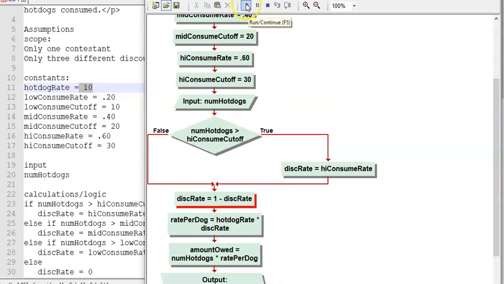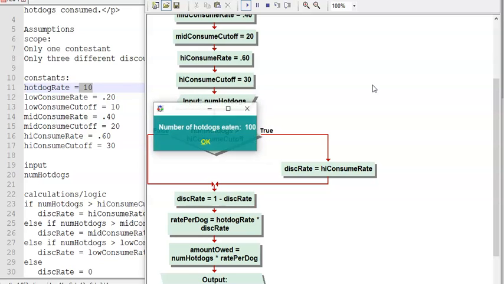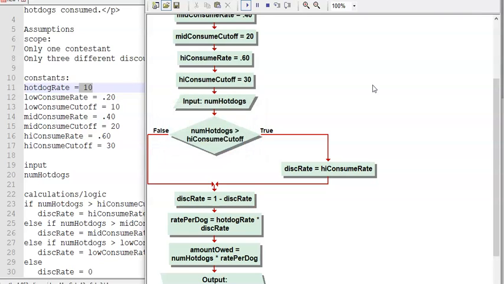So let's go ahead and run it again. How many hot dogs did you eat? We ate 100. And $4. So you can see that now my math is absolutely correct. And that's why you want to do the math with a calculator first. Of course, if I looked at my practice data, that would have also showed me that this solution was incorrect.